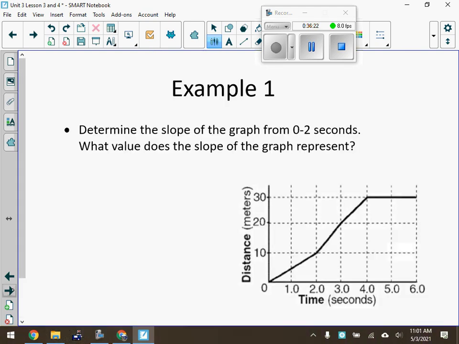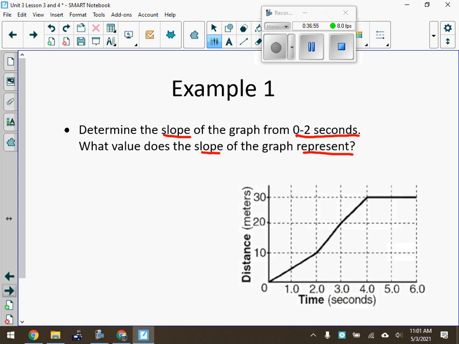Okay. All right. So I think this is our next example. Is that correct? Yes? Thank you. Now, we're going to do a little practice with this, and then we're going to get back to our big graph that we did before. So, determine the slope of the graph from 0 to 2 seconds, and then what does this value of the slope represent? Very common question on quizzes and tests.